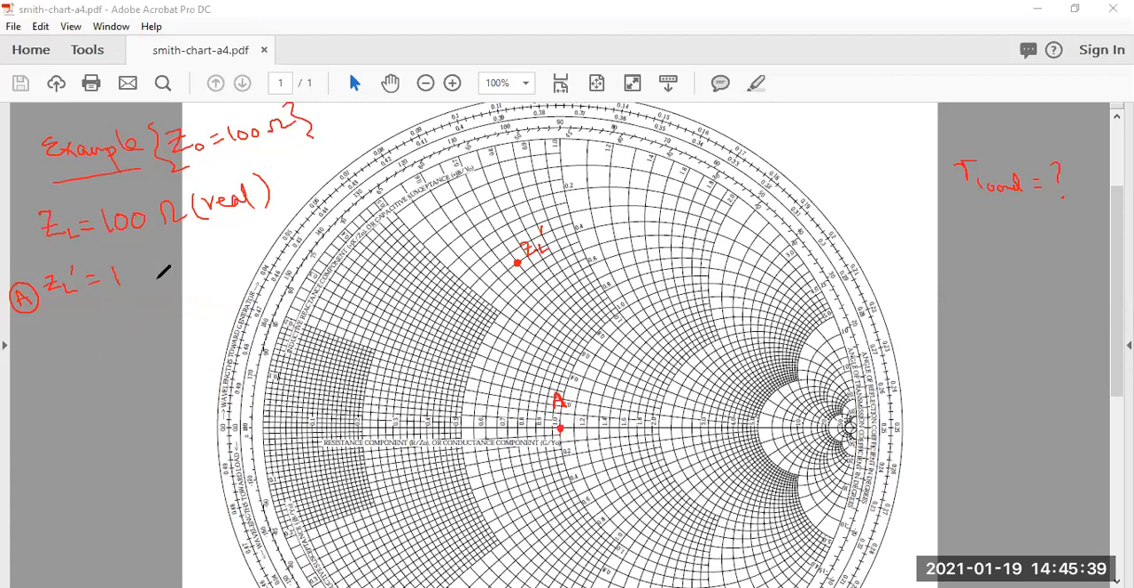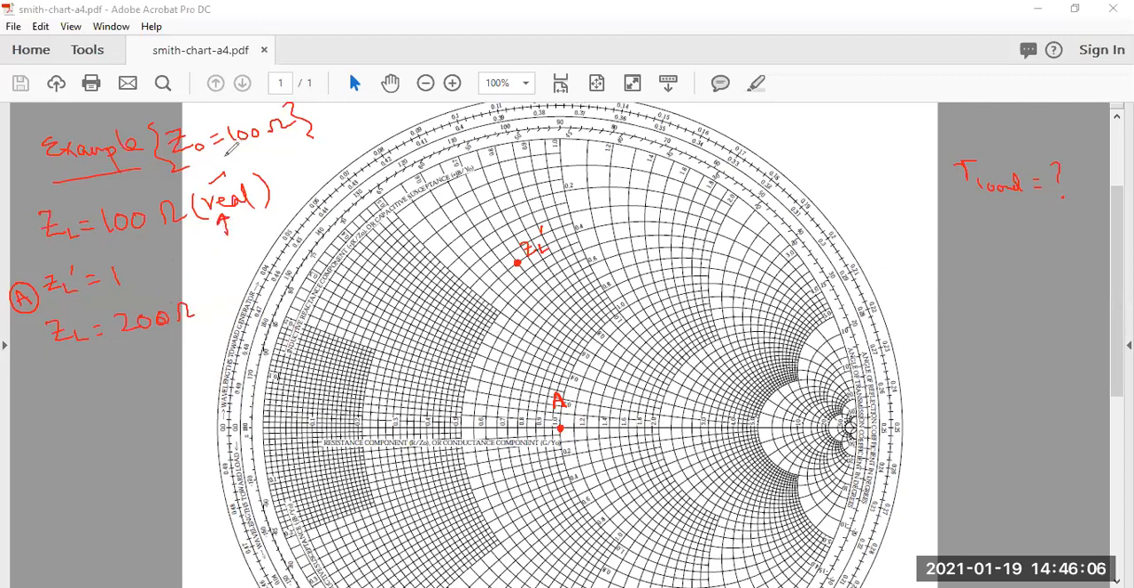So no matter what the value of the load is, if it is a real load, it will always be on this horizontal line. Let's consider another example. Let's say we have ZL, the actual load, equal to 200 ohm. And you can see it is still a purely real load. So what will be the location of this load on the Smith chart?